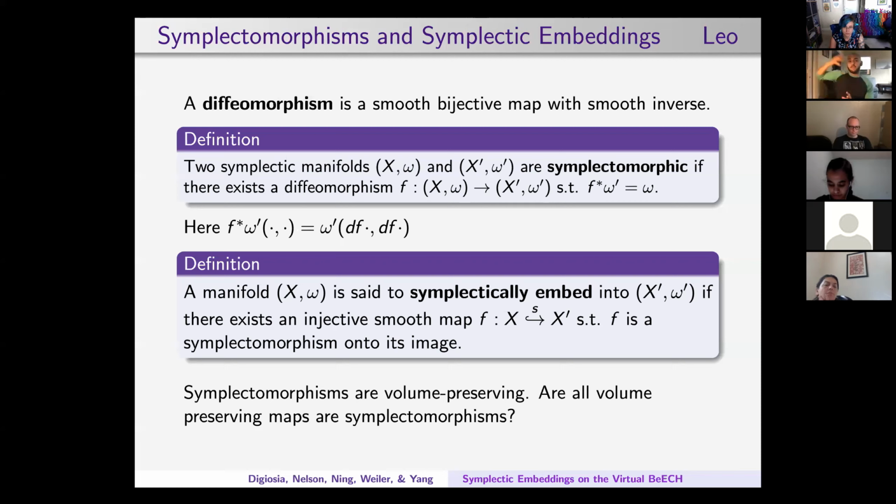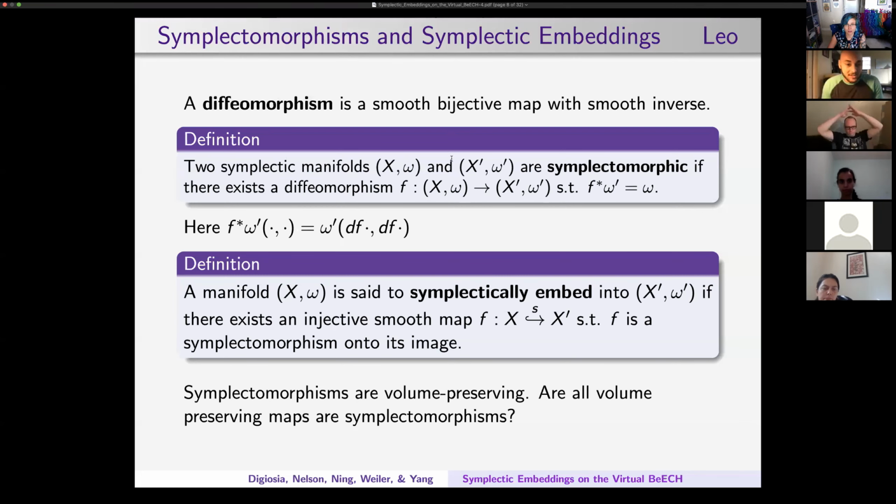So whenever you have a symplectic embedding, you should think of X prime as the bigger symplectic manifold. It has more volume in a sense, because symplectomorphisms preserve that omega, they're also going to preserve that volume. So symplectomorphisms are necessarily volume preserving, but in the Venn diagram of smooth maps, we have symplectomorphisms inside the ones that are volume preserving. But is it complete containment, or is it a little bit bigger?